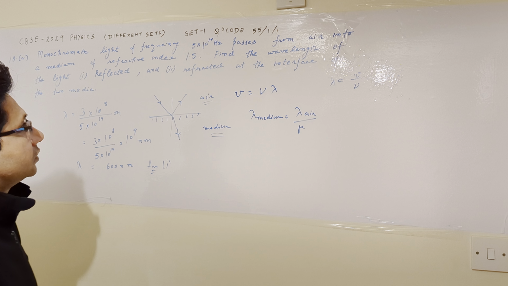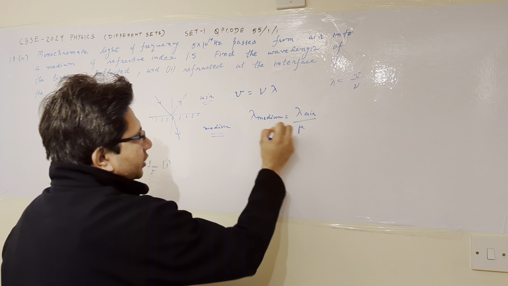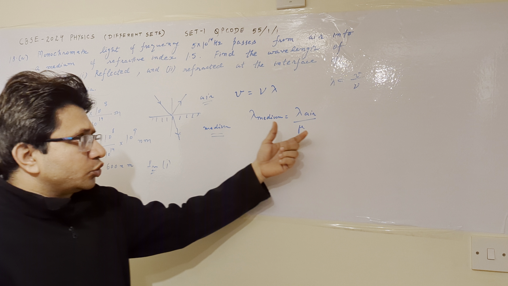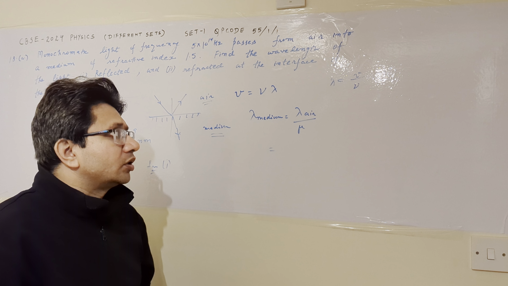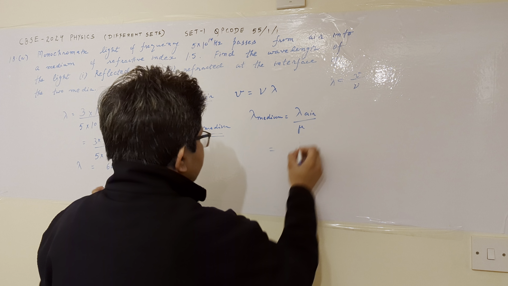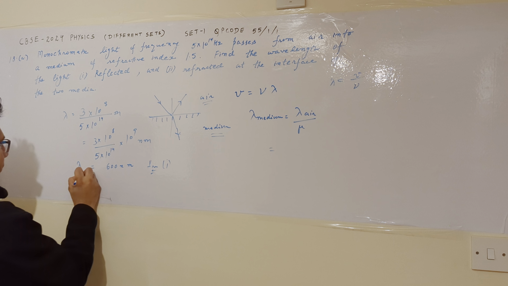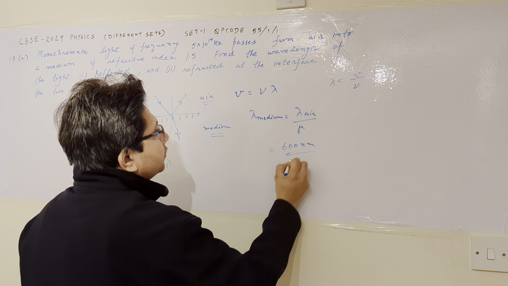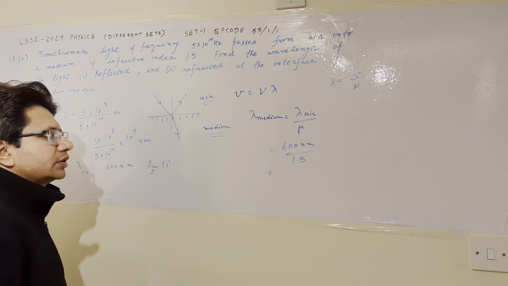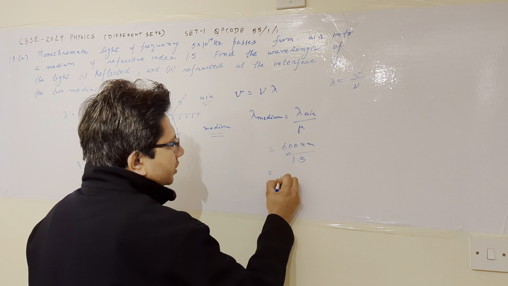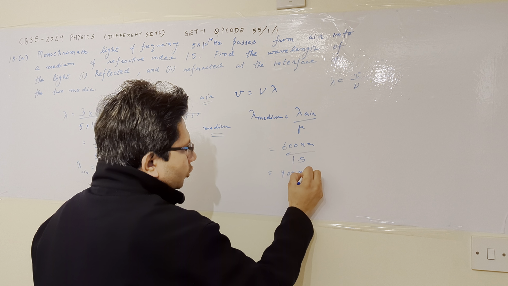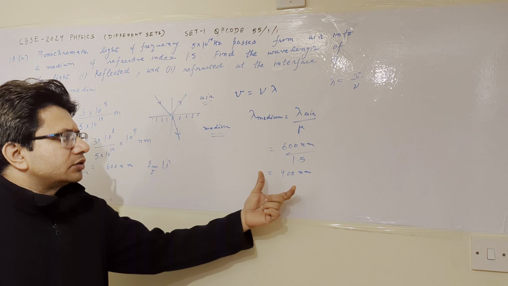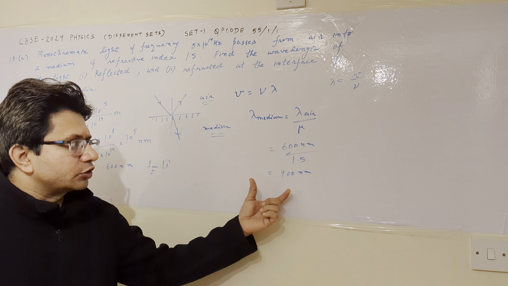And for the second part, the wavelength of the refracted light, we have to use this relation: λ in medium, that is wavelength in a medium, is the ratio of wavelength in air and the refractive index. We have calculated λ air, wavelength in air, as 600 nanometers, and μ is 1.5. After solving this, the value comes out to be 400 nanometers. So the wavelength of the light changes to 400 nanometers. This is the answer for the second part.